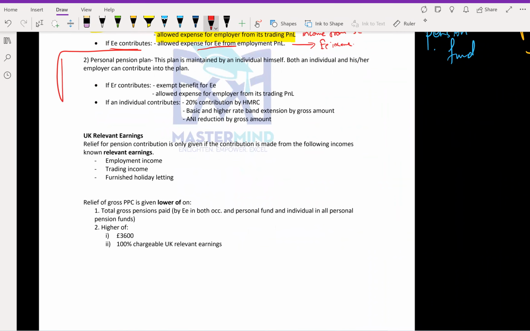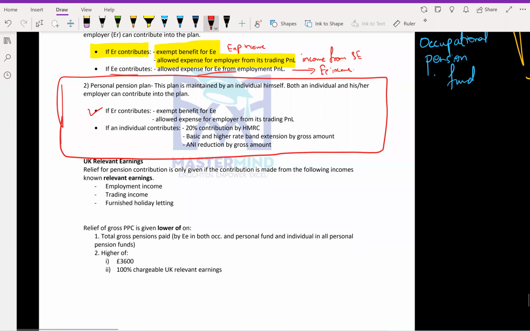Personal pension contribution. The same benefits if your employer contributes as was in the occupational pension plan. But obviously, if the individual contributes in his own personal pension fund, we already discussed what the benefits would be. And these 3 were the benefits, right? Now, the first restriction, listen to me very carefully.